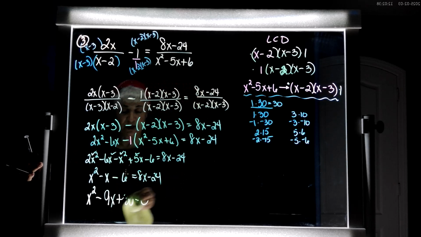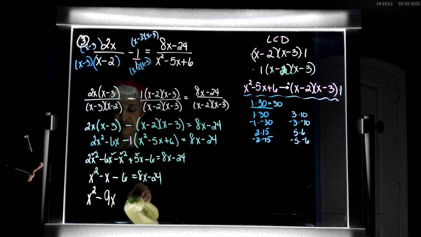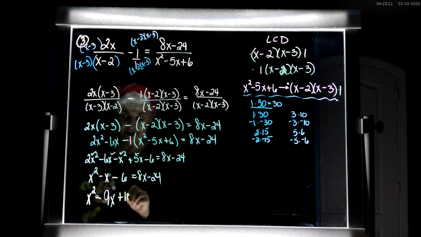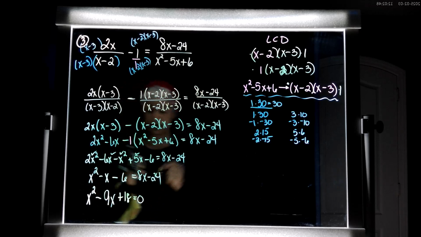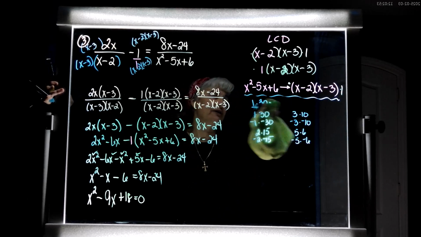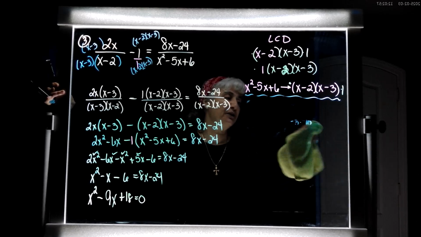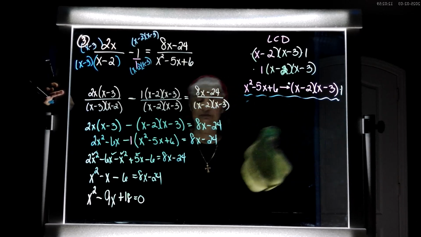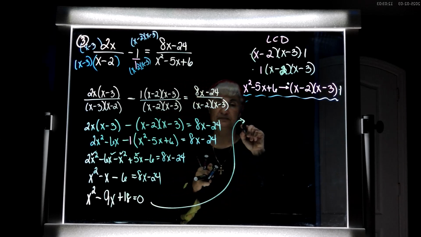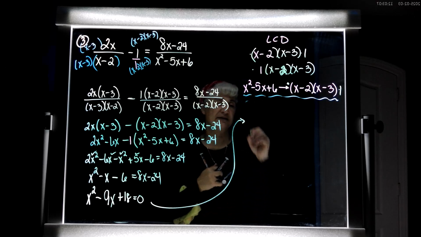And then, when I brought the 24 over, so you have a negative 6 plus 24, which gives you a positive 18, equaling 0. Are you with me? Which means my side work over here needs to go bye-bye because I'm looking at the wrong combination. Okay, so now we're factoring x squared minus 9x plus 18 equaling 0.